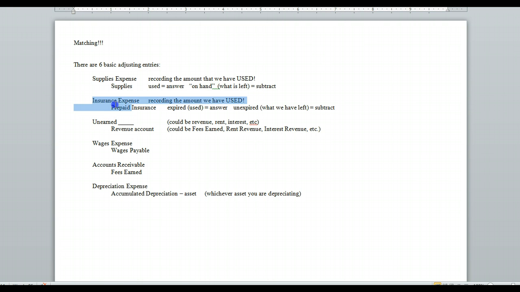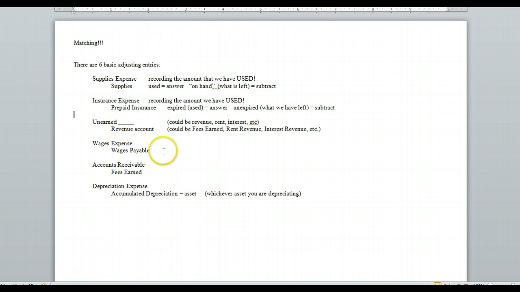Remember, insurance just tells us what we're talking about. This could be interest expense and prepaid interest. It could be rent expense and prepaid rent. We treat anything prepaid the same.